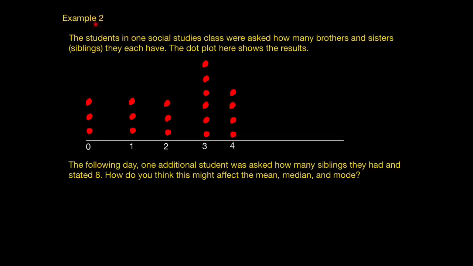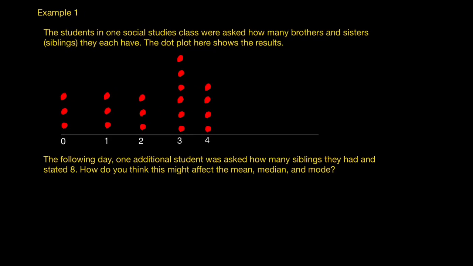So here, example 2, so you can change it to example 1. Example 1: the students in one social studies class were asked how many brothers and sisters they each have. The dot plot here shows the results. Now, the following day, one additional student was asked how many siblings they had and stated 8. How do you think this might affect the mean, the median, and the mode? Well, before we get into this part, let's just calculate the mean, median, and mode without this piece of information.